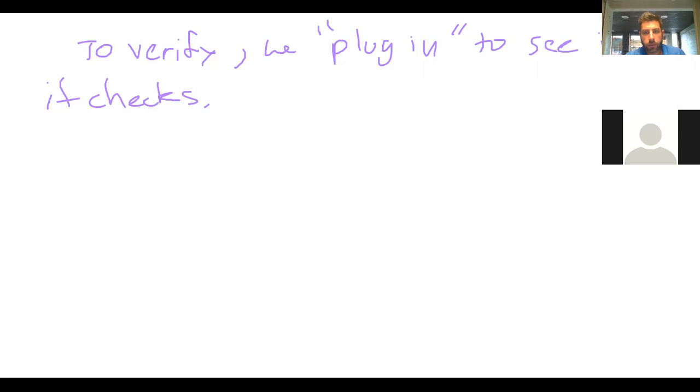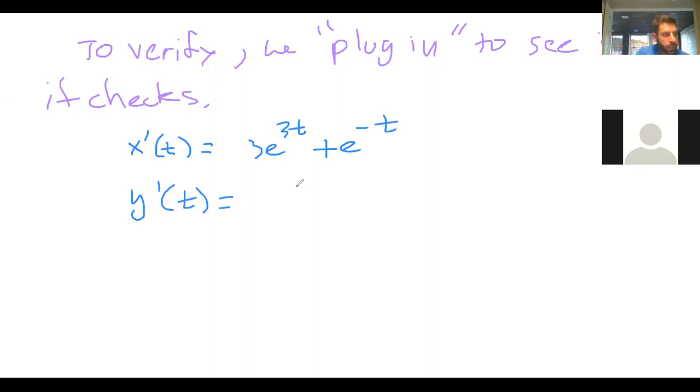One way to do this is to note what x prime is. If I take the derivative of my function, x prime is 3e to the 3t plus e to the negative t. And y prime is 3e to the 3t minus e to the negative t. Those are just the derivatives of the solutions that I gave you.